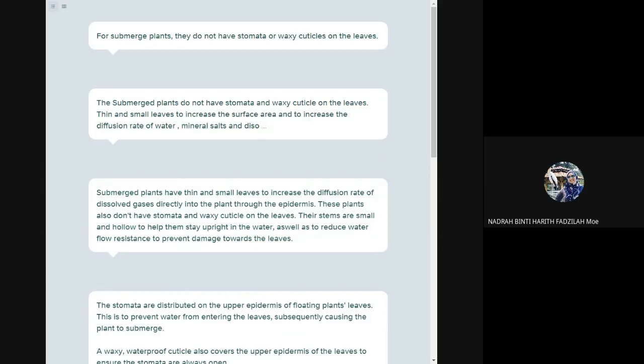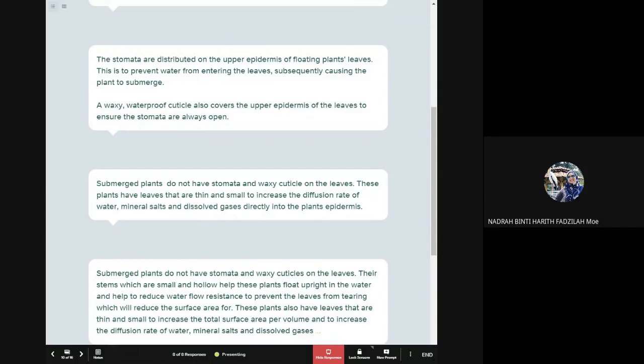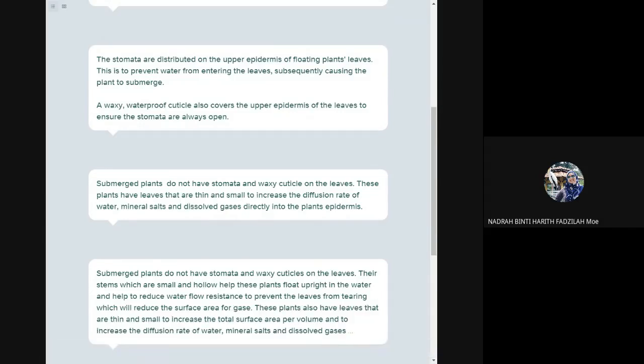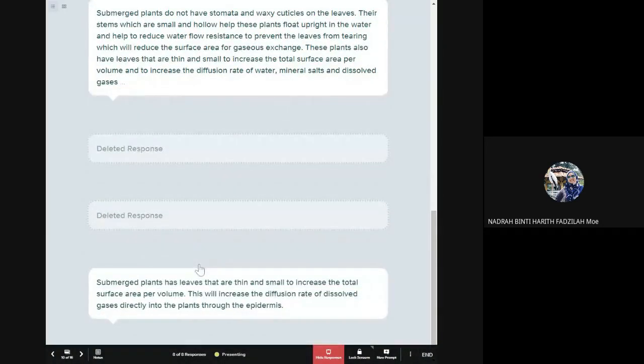Kalau kamu nak sebut pasal, saya tulis dekat Google Meet, kalau kamu nak sebut small and thin leaves, nombor 1, increase total surface area, betul. If you want to mention reduce water resistance, tambah sikit, ulas sikit kat situ to prevent the leaves from tearing, which will reduce the surface area for gaseous exchange. Sebab konteks yang kita nak fokus kat sini ialah gaseous exchange, kan? What are the adaptations that submerged plants have for gaseous exchange? Okay.